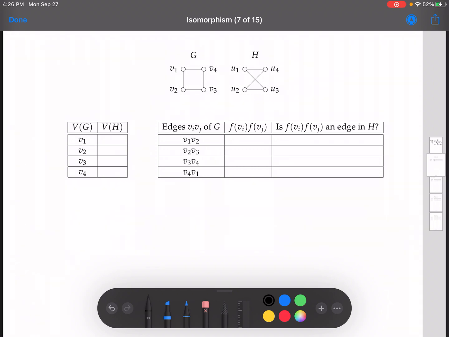Now we'll try and see if these two graphs, G and H, are isomorphic. And to do that, we'll fill out the function table and the edge preservation table.